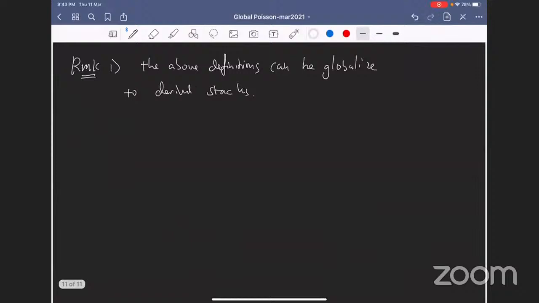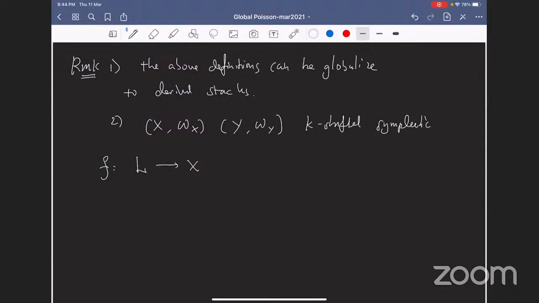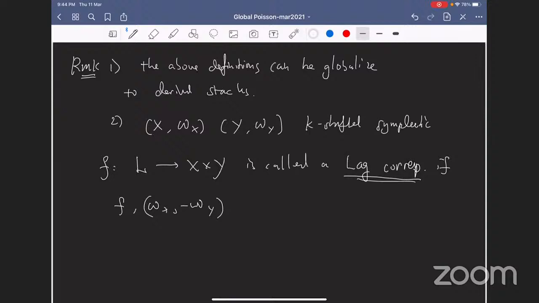Just one more definition. Now I can wave my hand a little bit, assuming that we already globalized this definition. Suppose we have two K-shifted symplectic stacks X and Y, and a morphism from a derived stack L to their product is called a Lagrangian correspondence if, as usual, we want this F, with omega_X minus omega_Y, which will give you a symplectic structure on the product, to be Lagrangian. Okay, so if this is the case, I call this L a Lagrangian correspondence between X and Y.